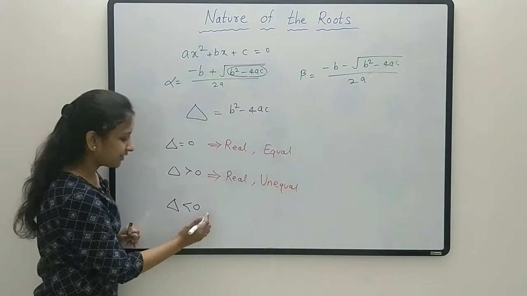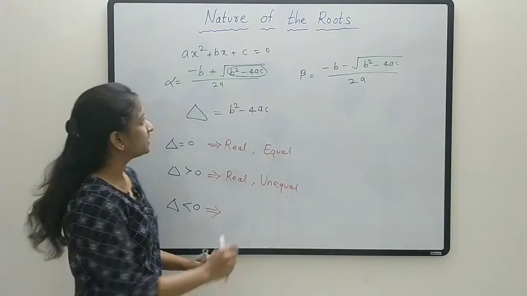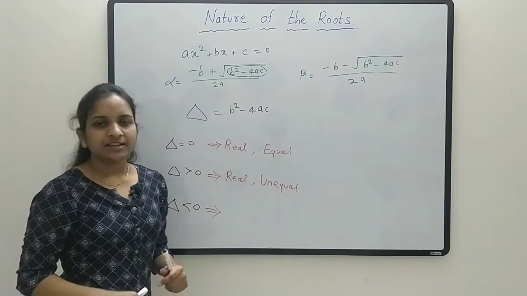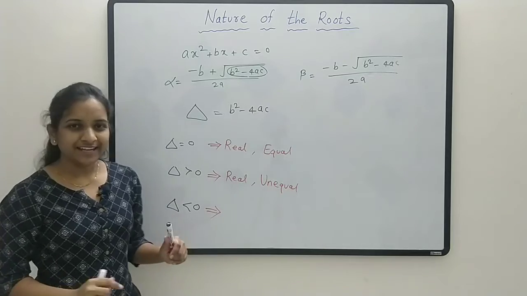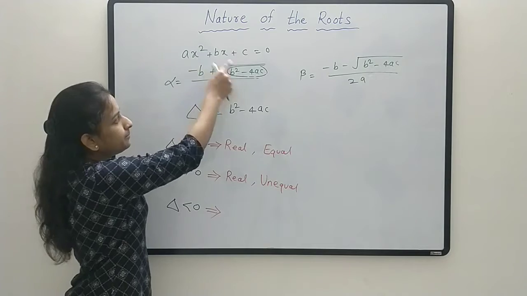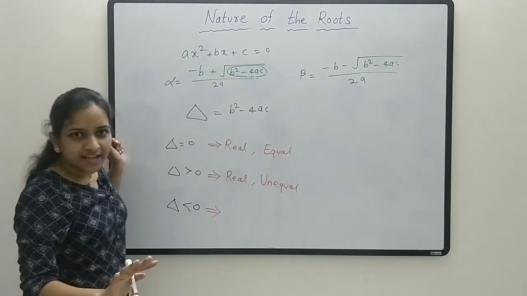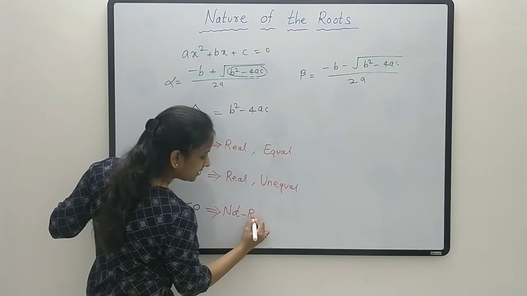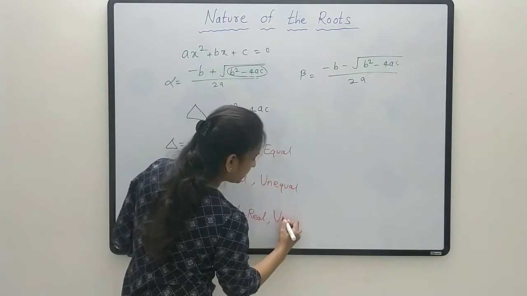Now, let's check when delta is negative, delta less than 0. This term is negative. Square root of a negative number, square root of minus 2, square root of minus 3, they are not real, right? Square root of a negative number is a non-real number. Real number plus non-real number divided by real number, so alpha and beta are non-real. So we will get both roots as not real and they are not equal, unequal.